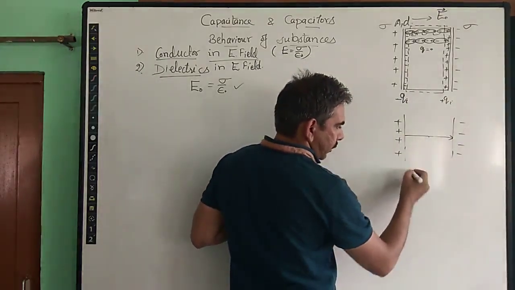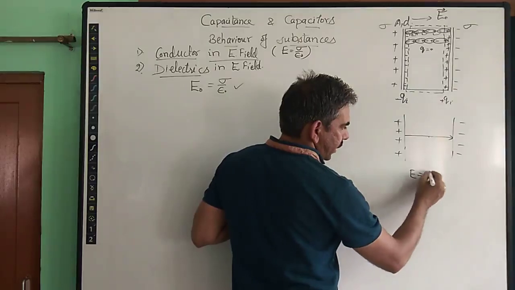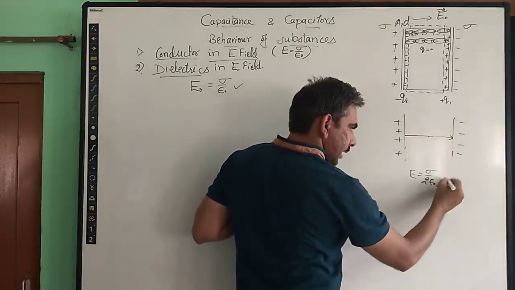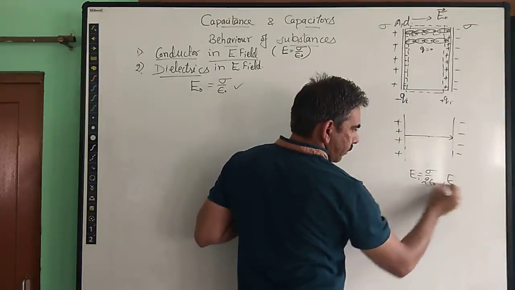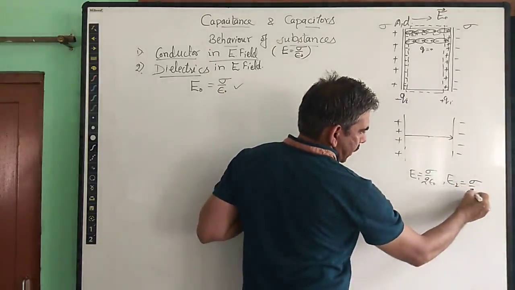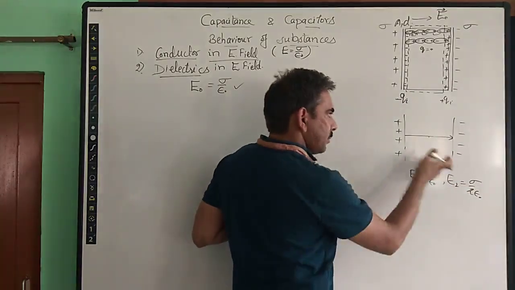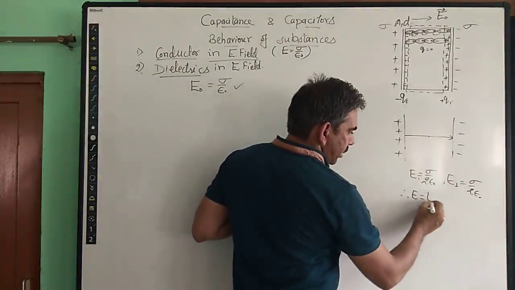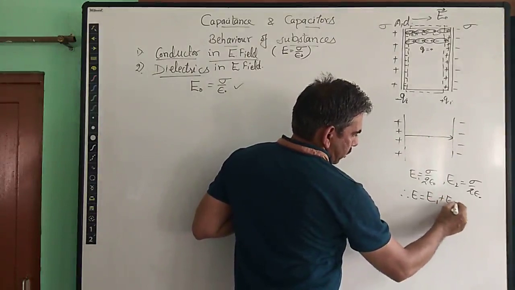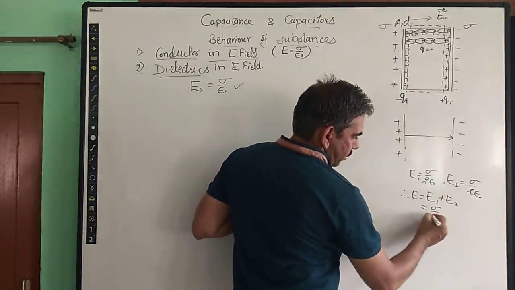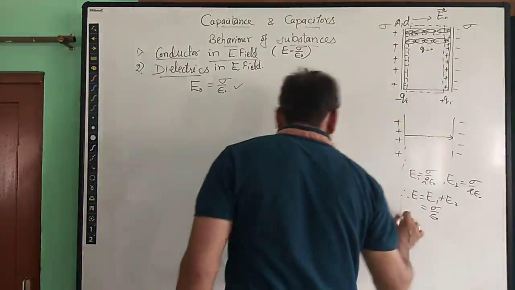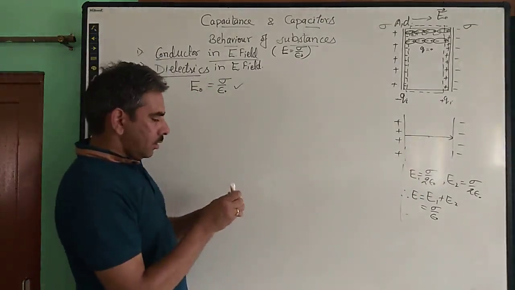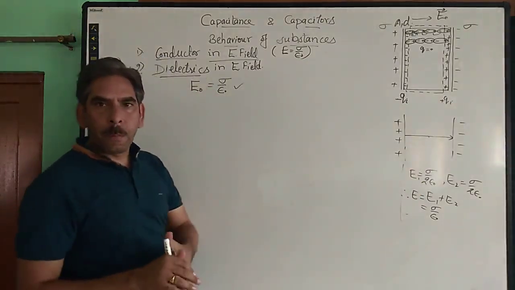So due to a single plate, what is the electric field? It is given by sigma upon 2 epsilon naught. Due to the other plate, the electric field is also sigma upon 2 epsilon naught. Both have the same sign because the direction of the electric field is the same. So therefore, the net electric field will be the sum of these two, and adding these two gives the value sigma upon epsilon naught. So from here, this is the applied electric field, right?